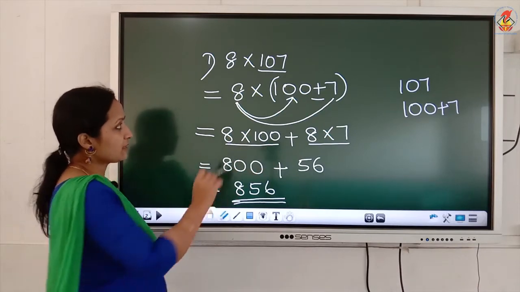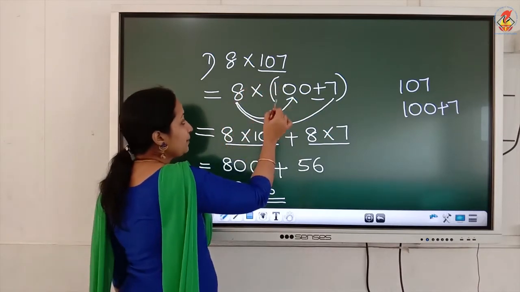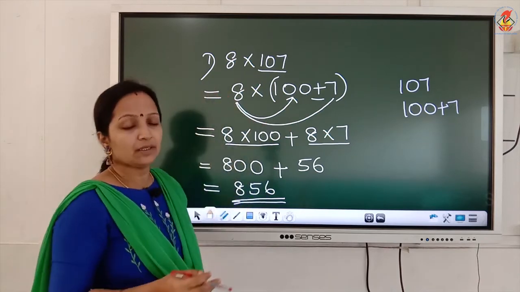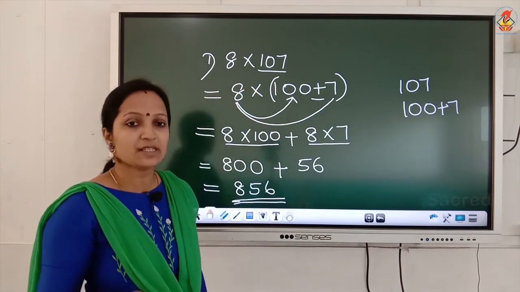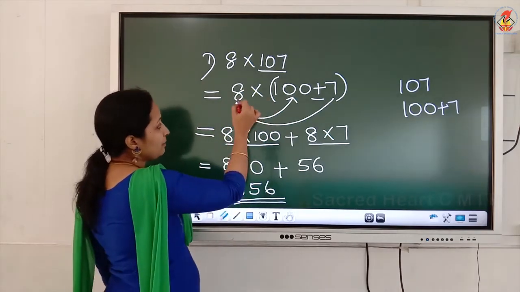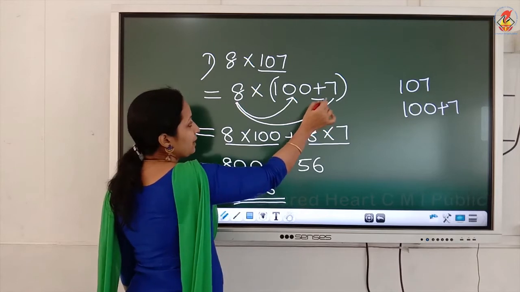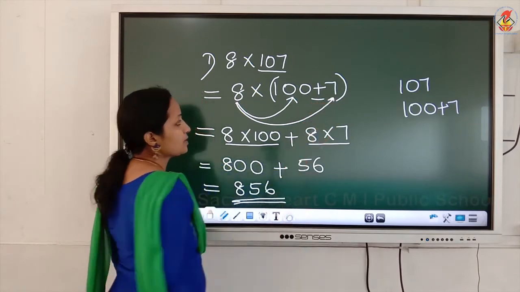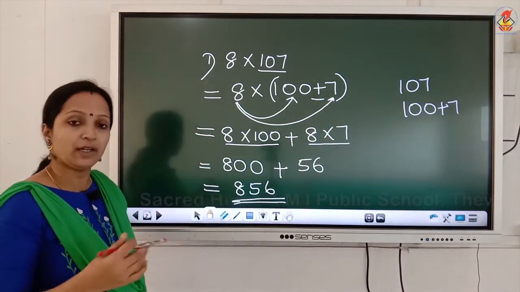Okay. What is the first step? You have to expand one number. If it's the first number or second number, there is no problem for that. Whichever number is convenient for you, you can expand that number. Then you open the bracket and multiply it. The property we are using here is the distributive property that you will learn later.